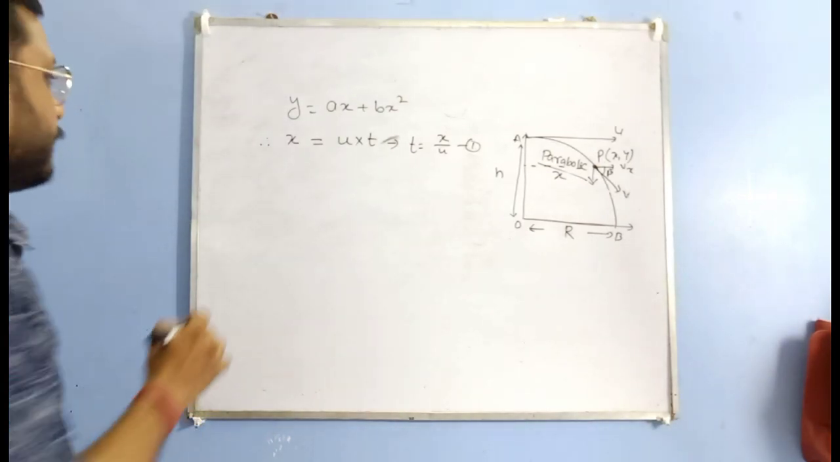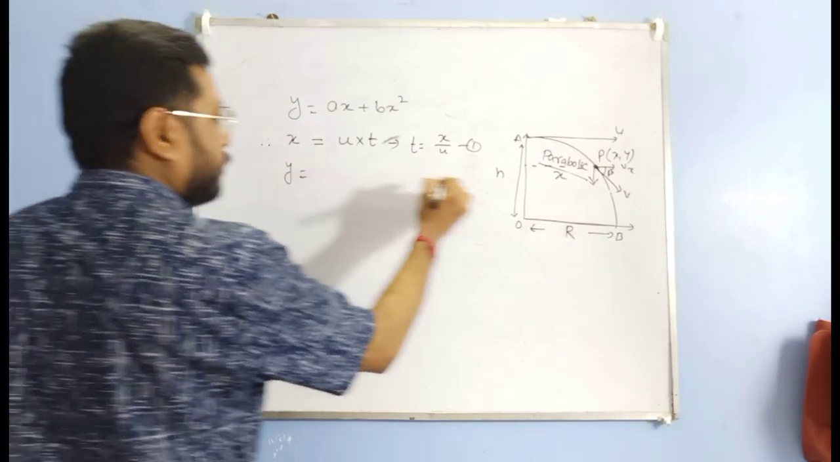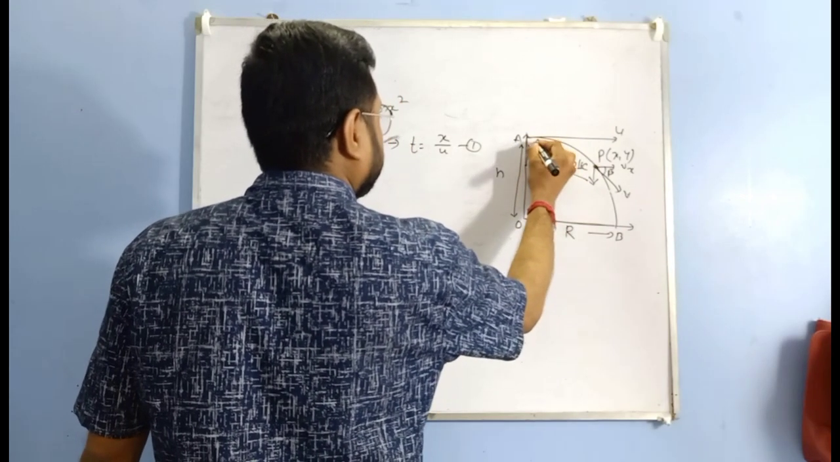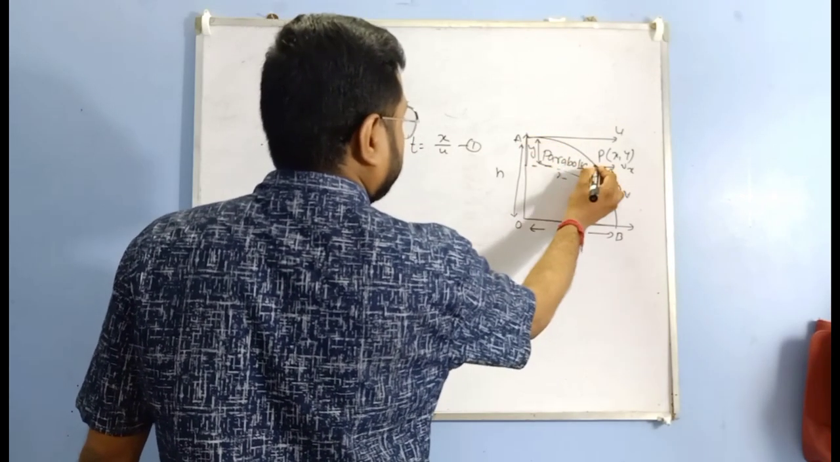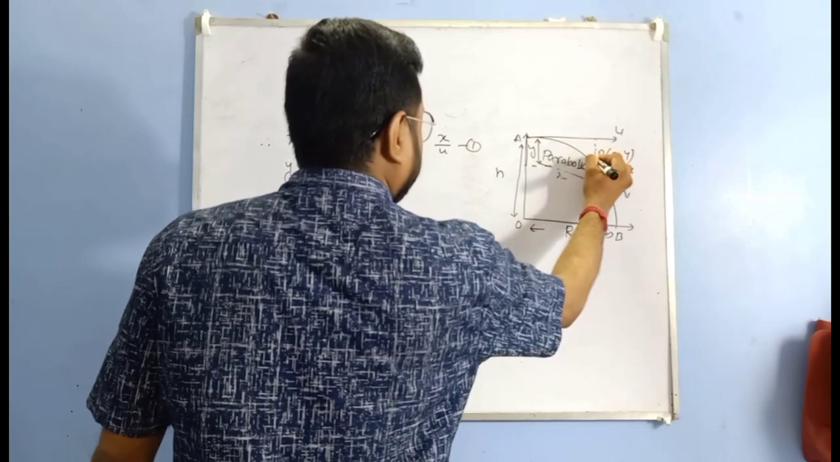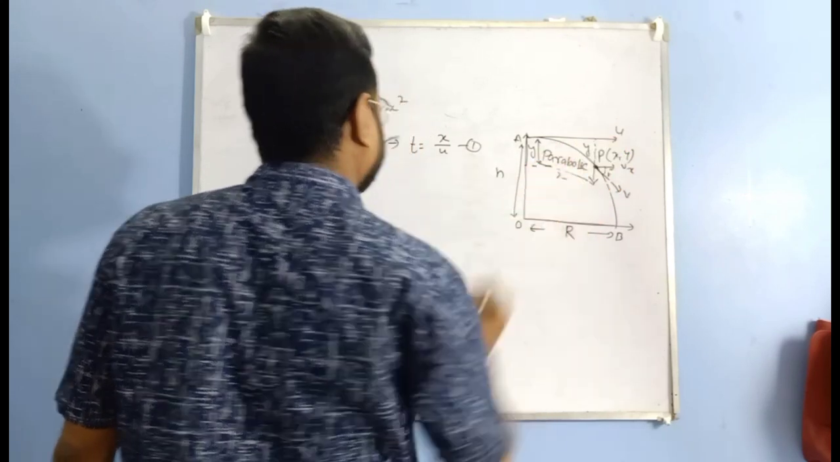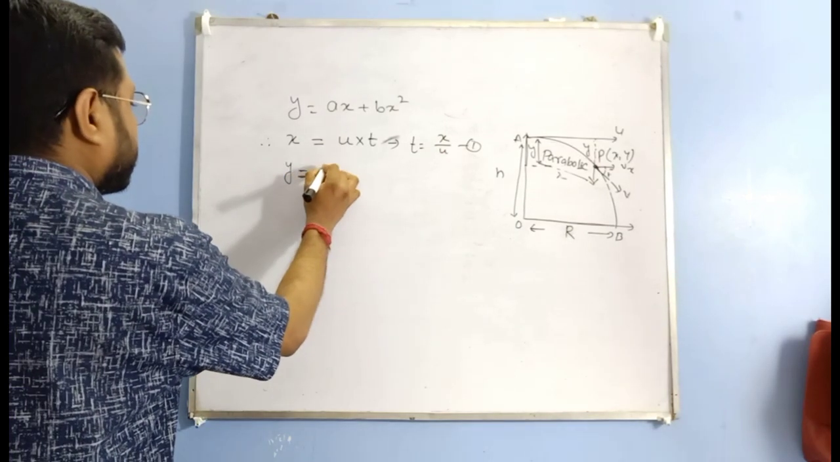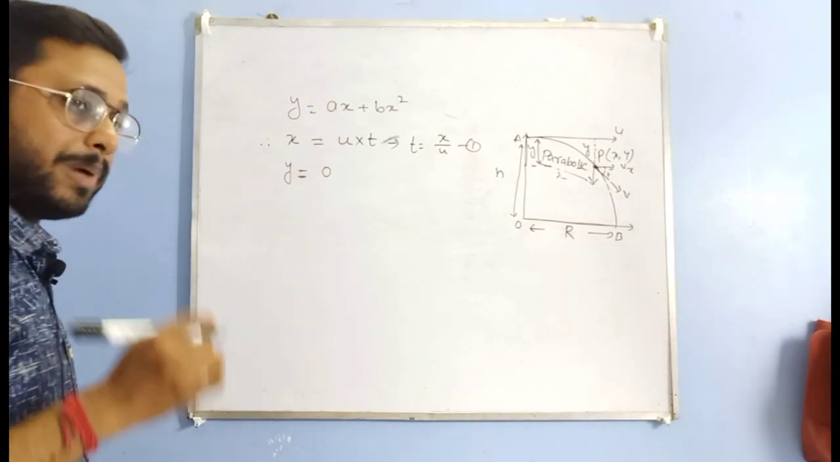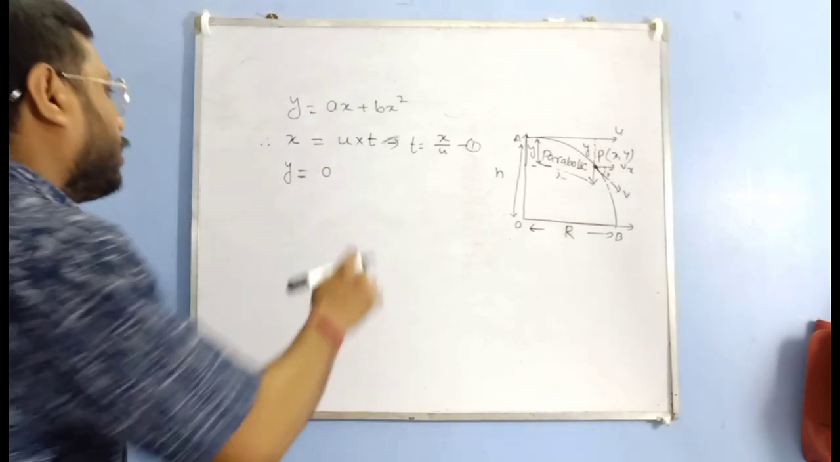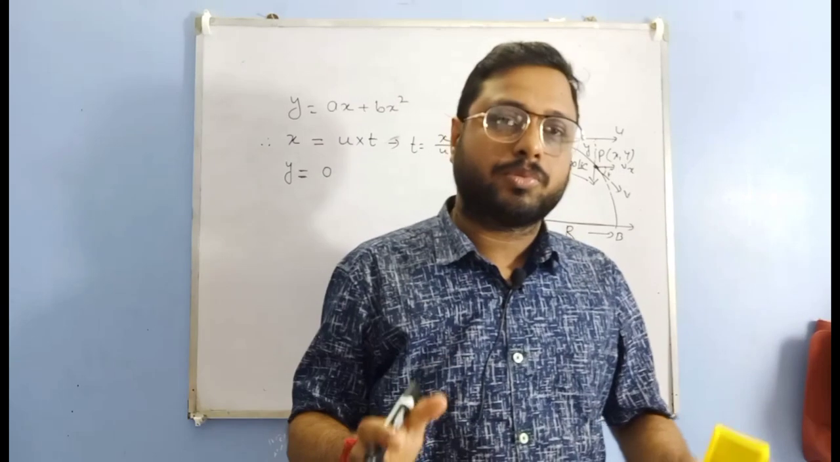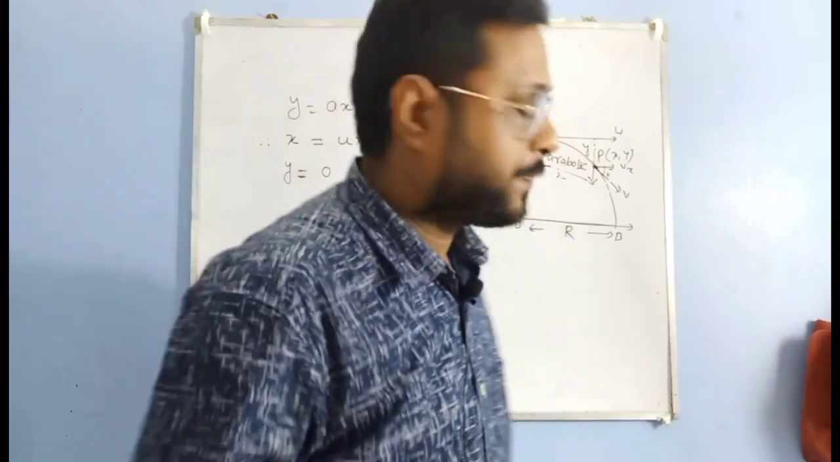Now we go with the vertical height y. What is the vertical height? This height is y. From the top to the point P, if we draw a normal, then you can get the vertical height. So vertical height y equals 0, as the initial vertical velocity is 0. The horizontal velocity is u, and horizontal velocity is always u, whatever may be the position of the particle.